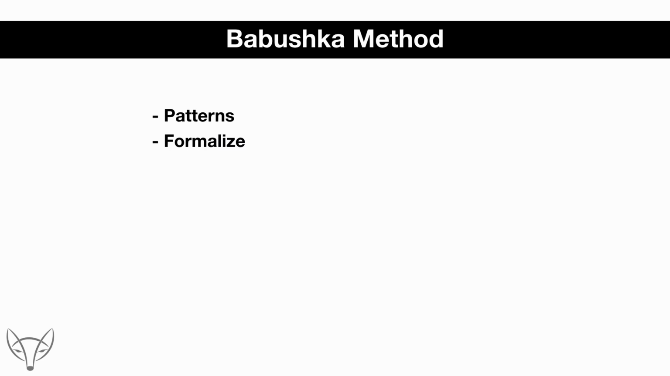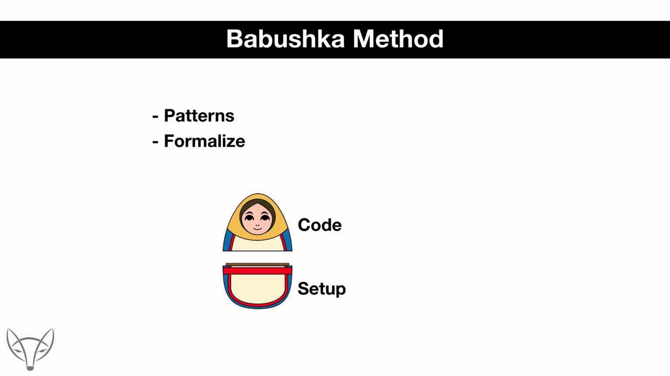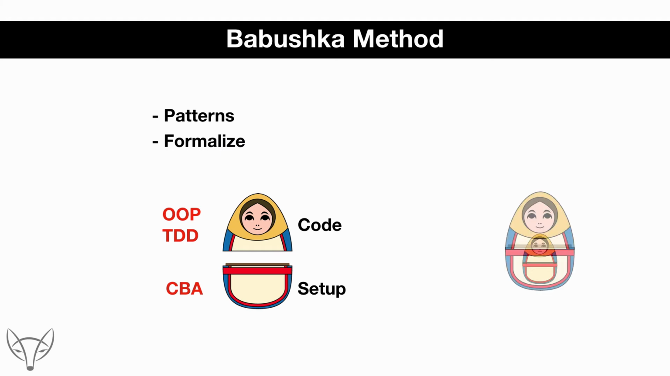First, because I divided the development process into small pieces. Each piece consisted of 2 parts, just like a Babushka doll. First, a setup part, where I assembled my game objects, and then a code part, where I wrote my code and tested the piece. The setup part was based on CBA, while the code and test part was based on OOP and TDD. I started with a small piece. Then I used that piece as a starting point for the next piece. It was like putting a small Babushka doll inside a bigger one.